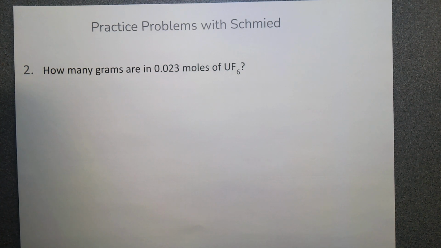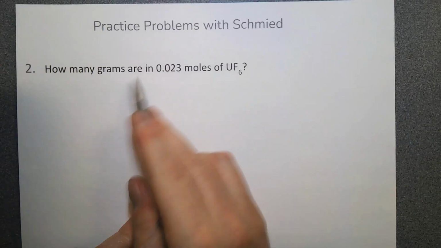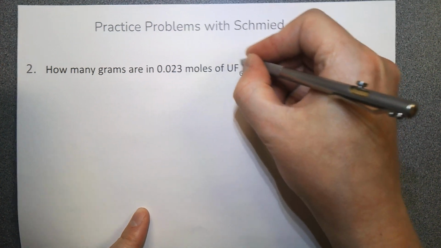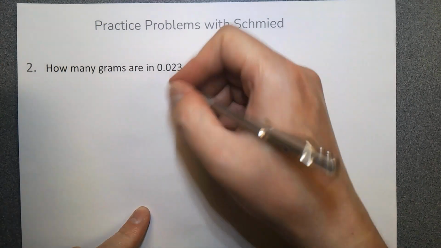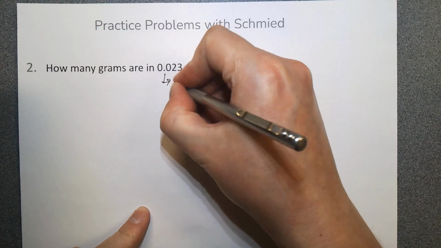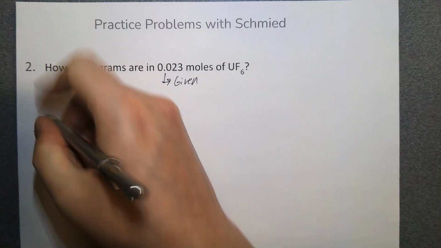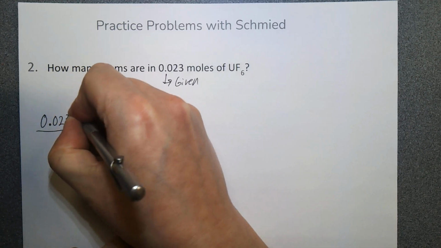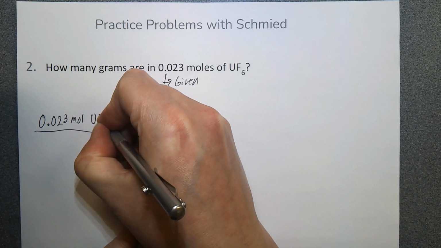This time we're being asked to go the other way. We are, or no, we're not. We're still starting in moles, and it's asking us how many grams. What's going to be tricky is adding up the molar mass of uranium hexafluoride, or UF6. First thing, I'm going to start with my given. Make my cross, and I have 0.023 moles. And I need to be specific about what it is. It is UF6.